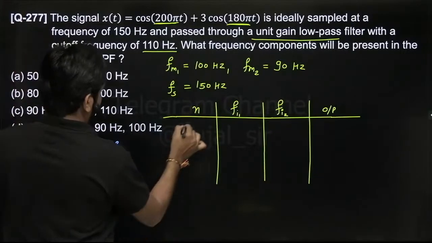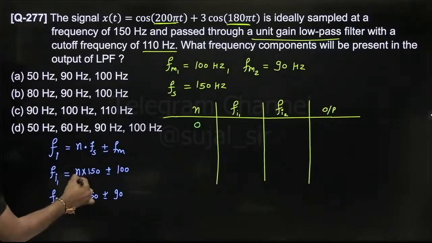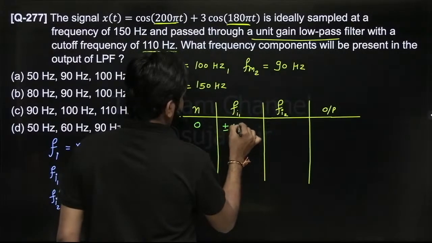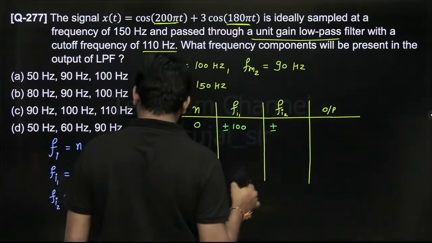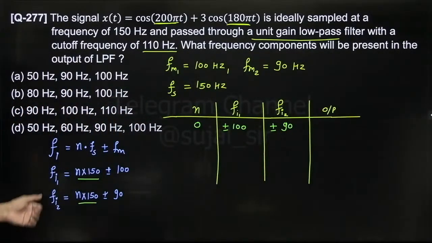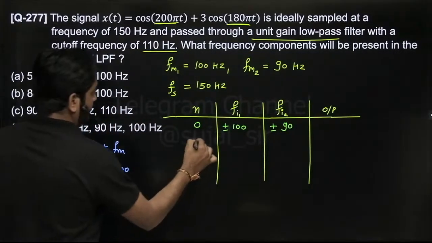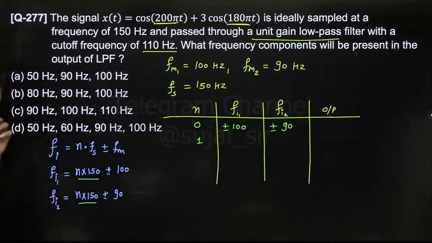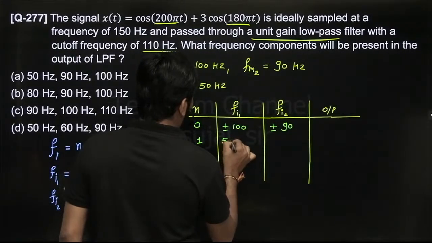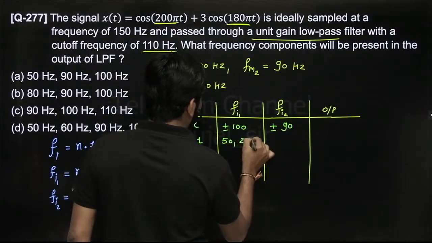Now put n equal to 0 here. Then here plus or minus 100, and here plus or minus 90 Hertz. Are you getting it? Then put n equal to 1. If you put n equal to 1, simply you have to add 150. So if you add 150, then it will be 50 and 250.